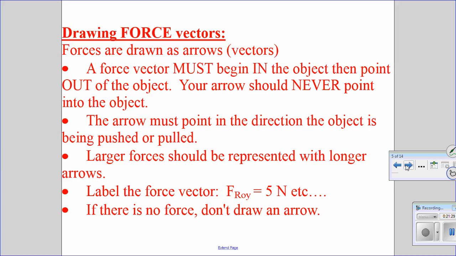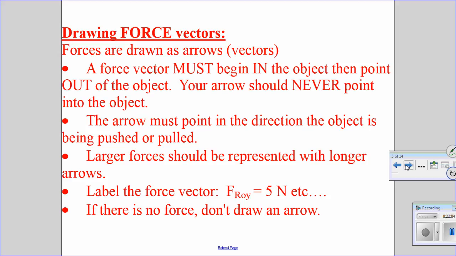When you draw your forces, the force arrows are always going to start inside the object and point out. Your arrows are never going to point into the object. Your arrows always point out of the object, always, without exception. Whether it's getting pushed or pulled does not matter. The arrows always point out, and I'll illustrate that in a minute. Obviously, the arrow is going to point in the direction that the object is being pushed or pulled in. The larger the force is, the longer the arrow.